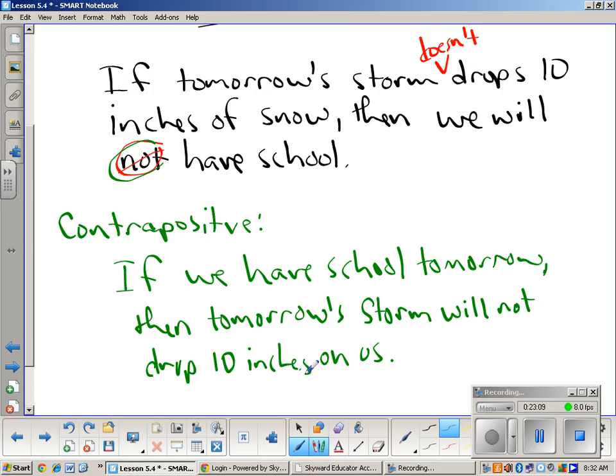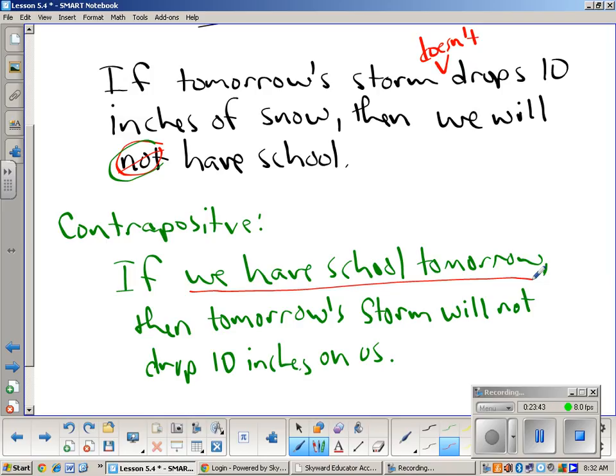Oh, hold on. For this to be true, you've forgotten, I think, what it means to be true. For this to be true, this part has to be true. Okay? So for this to be true, then we have to have school tomorrow. Or whether it's false, either one, we have to have school tomorrow. Okay? To determine whether it's true or not, the hypothesis has to be true. So to judge whether this is true or not, we have to have school tomorrow. Either way, whether it's true or false, we have to have school tomorrow.